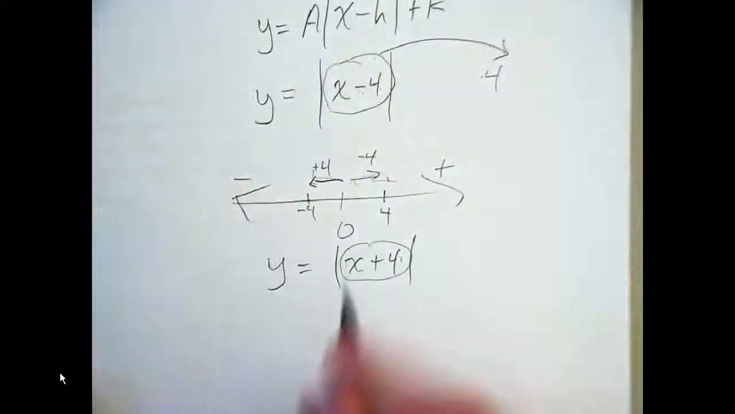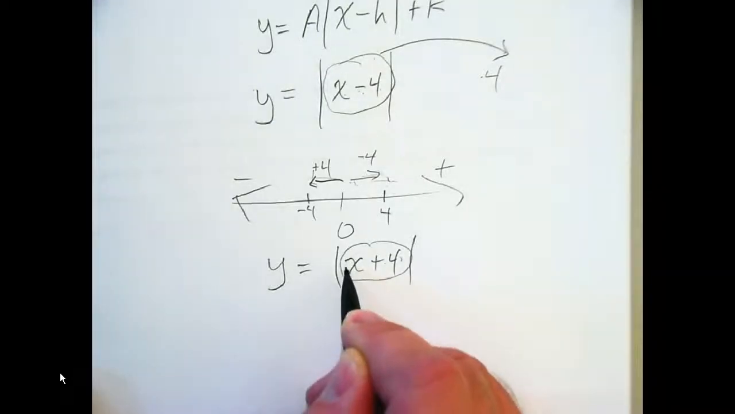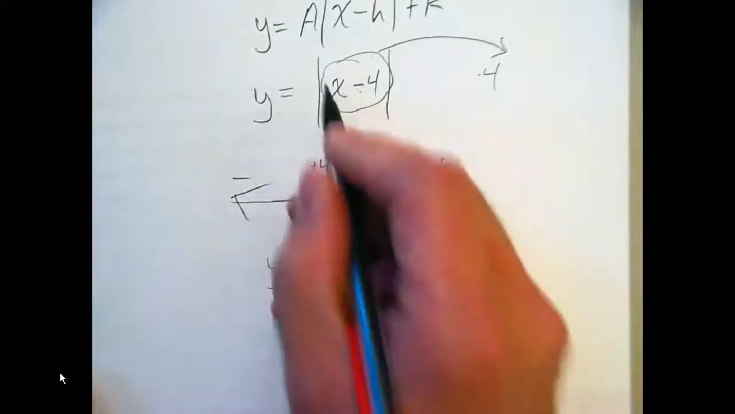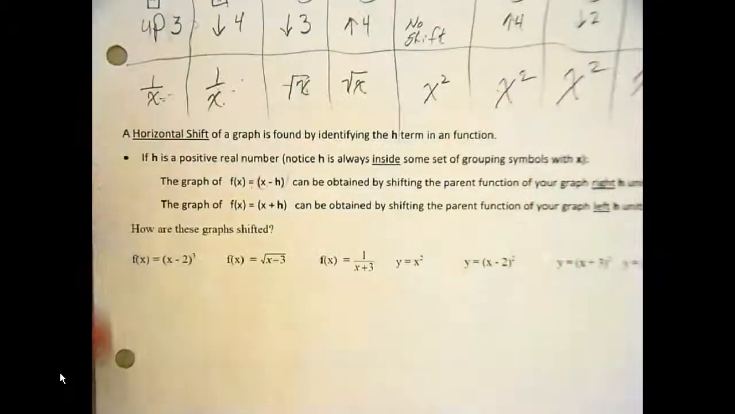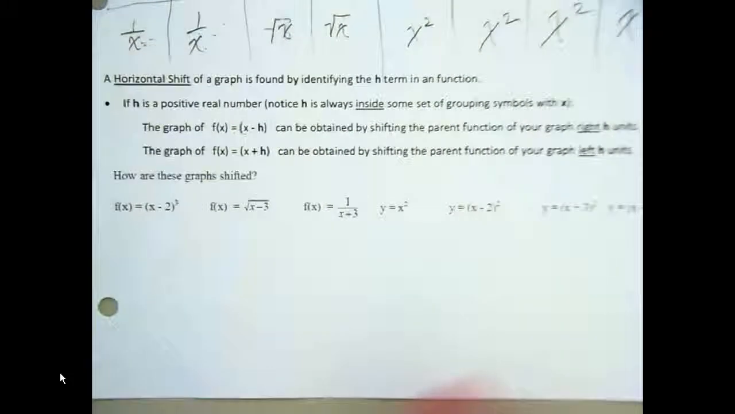The key piece to understand, though, is that it's when there's nothing in front of x. We don't see a number. Because if we put a number out there, then it changes things up a little more. You're not going to see a lot of that right now, but you eventually will. So right now, looking at these, notice you don't always see grouping symbols.